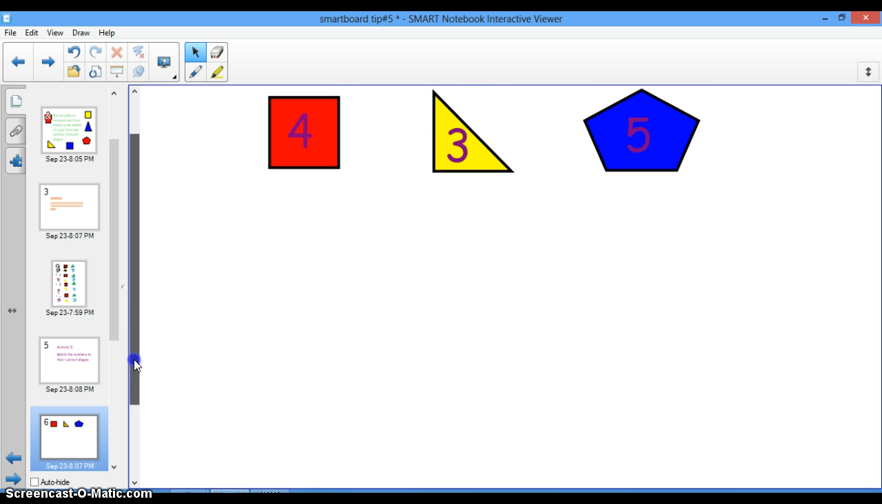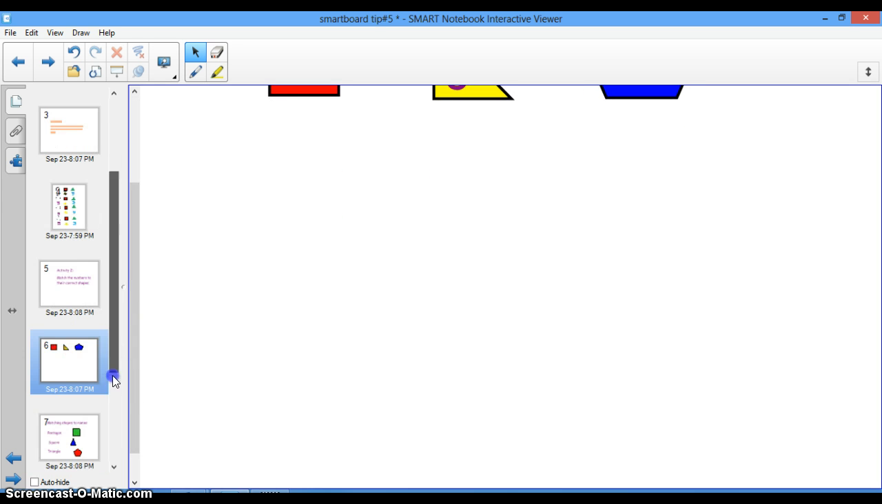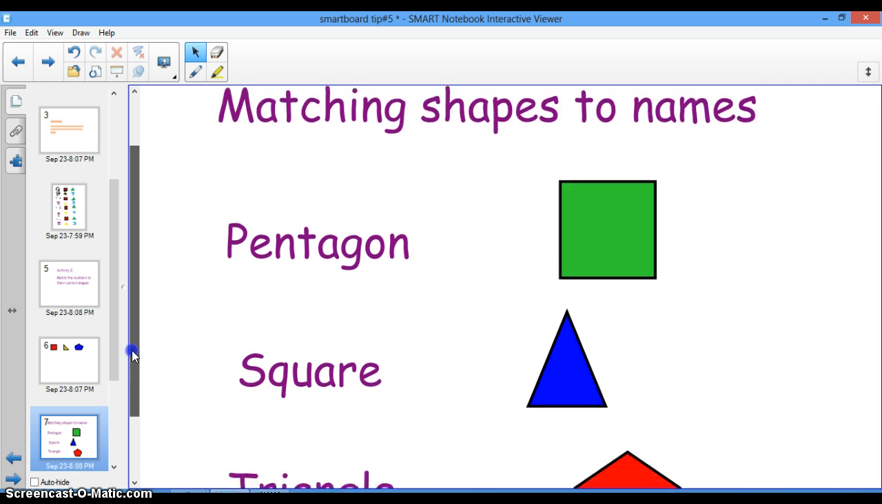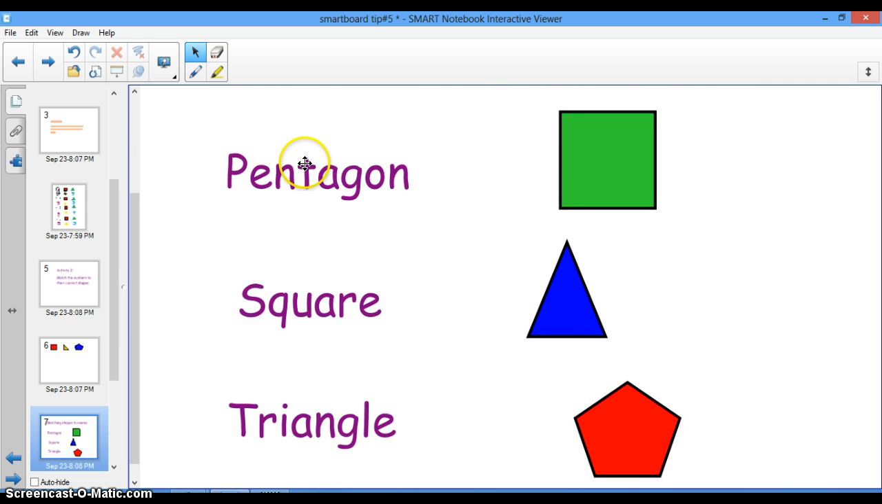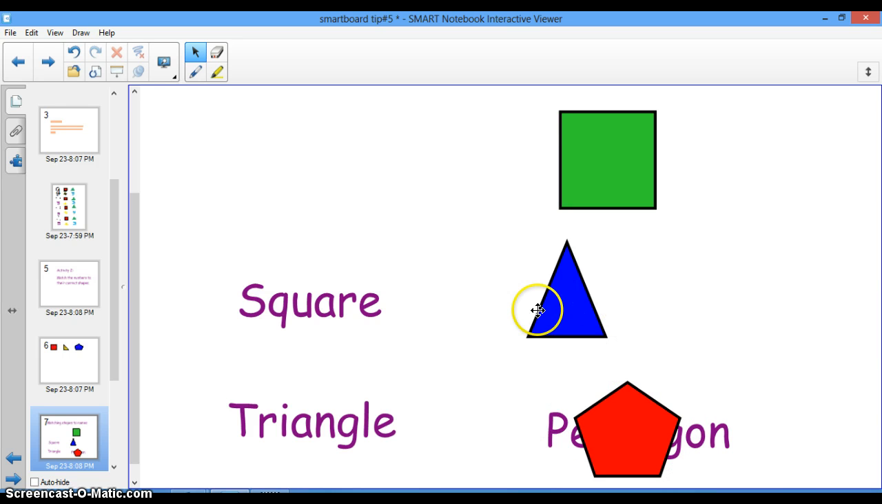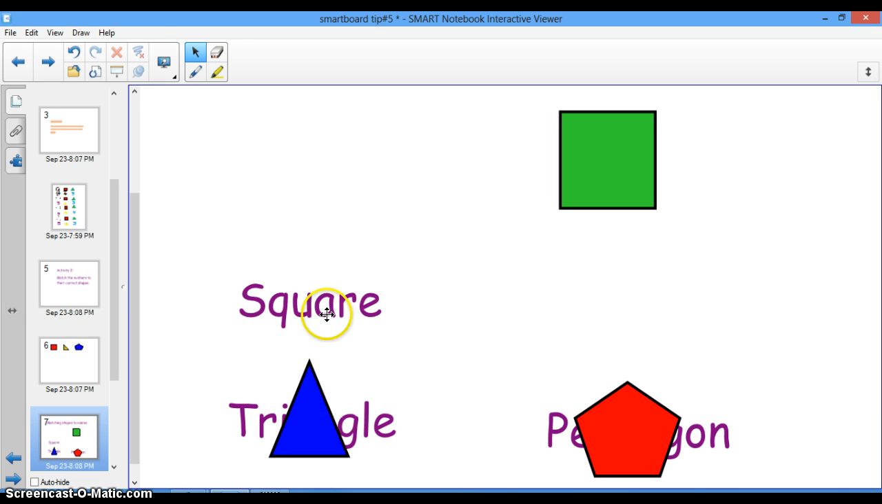Then we're going to move on to the next activity, which is matching the shapes to their numbers. So we are working with the pentagon, square, and triangle as usual. So they have to then take the pentagon and figure out which shape it's going to go to. So we're going to put it here, and that's where they know. Or if they wanted to, they could drag the shape to the name and do that as well.